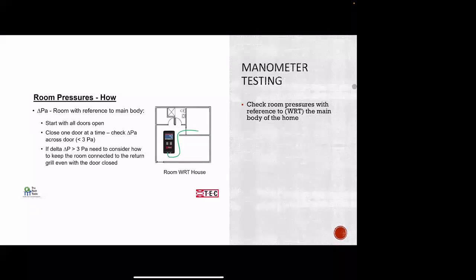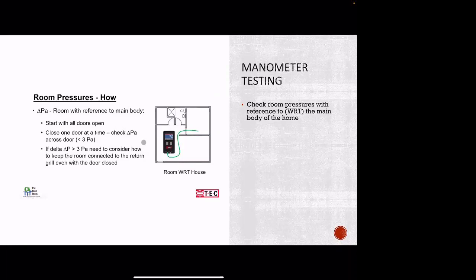And then what we're going to do is we're going to close one door at a time. But what we're going to do is we're going to put our hose from our manometer into a room of concern. And as we actually start to close that door, we're going to see that reading on the manometer change. And what you want to do is you want to check that difference. And if that delta is ever greater than plus or minus 3 pascals, now we need to consider how to keep that room more connected.